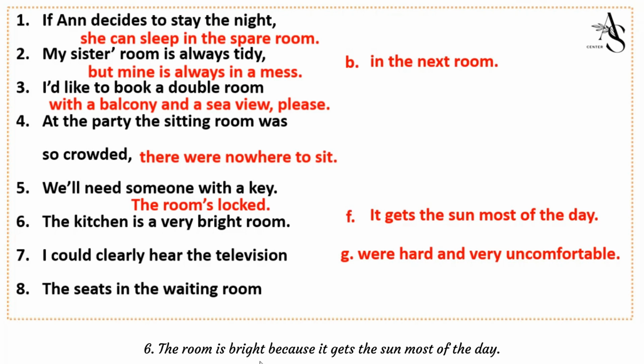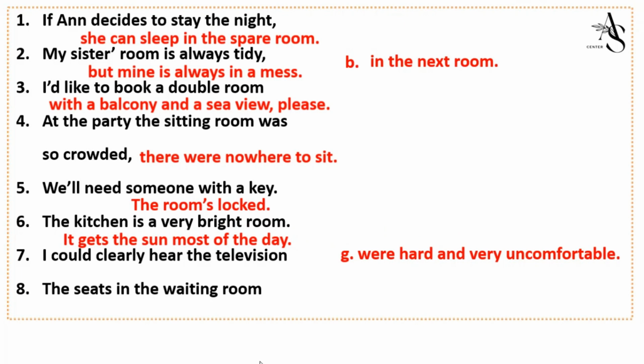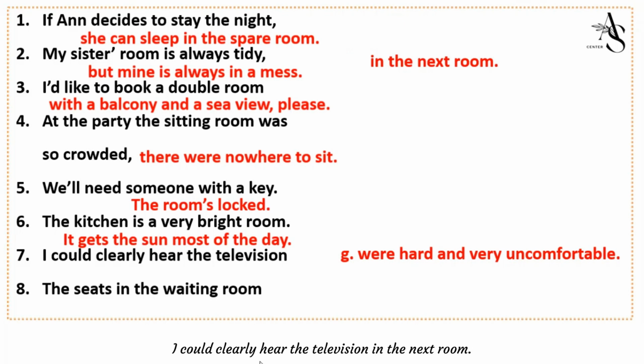6. The room is bright because it gets the sun most of the day. So the sentence could match with letter F. "The kitchen is a very bright room. It gets the sun most of the day." 7. "I could hear the television somewhere." So the complete sentence should be, "I could clearly hear the television in the next room."